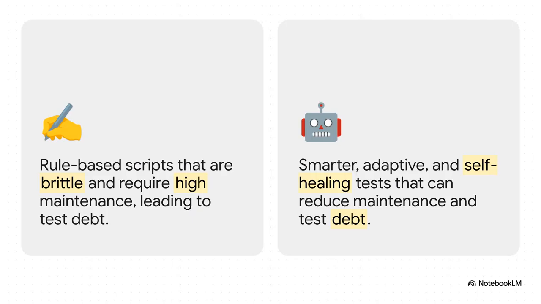So what's the core difference? Well, think about it. Traditional test scripts are rigid. If a developer changes the ID of a button, the test breaks. It needs a person to go in and fix it. AI promises something way smarter: self-healing tests that can actually understand the change. Like, oh, the login button just moved over here, and it can adapt on the fly. This could drastically, and I mean drastically, reduce the amount of time we spend just fixing broken tests.